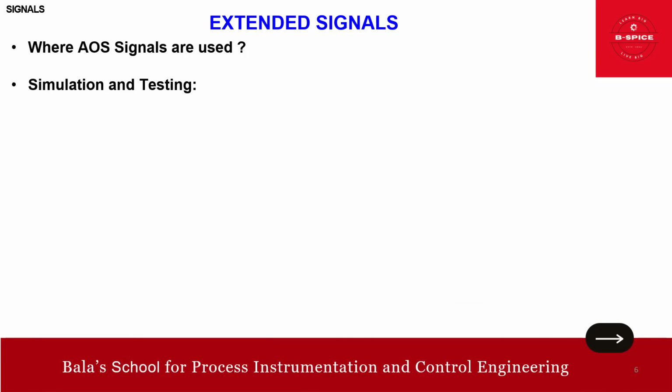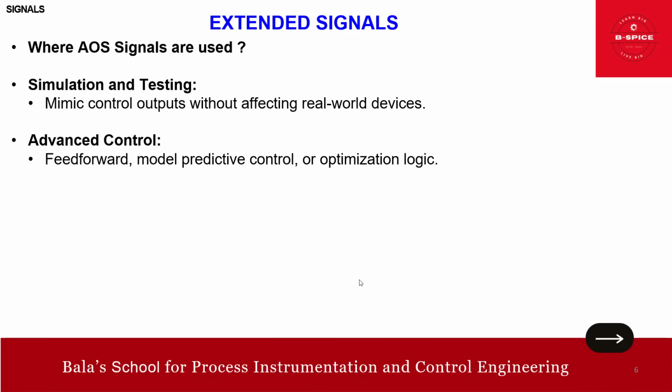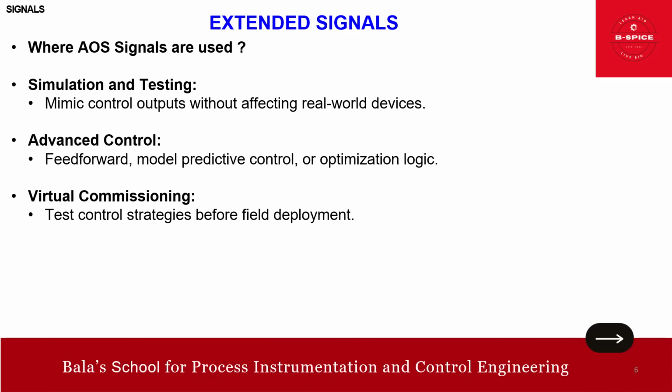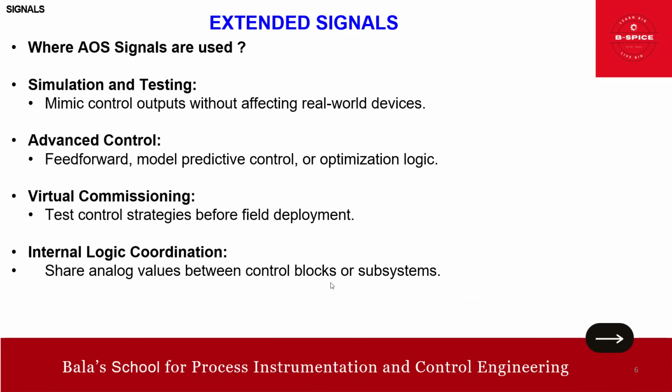So where are these AOS used? Yes, of course, simulation and testing, wherein they mimic control output without affecting the real world devices, and advanced control: feed forward, model predictive and optimization logic, and virtual commissioning. Test control strategies before deployment. It's virtual commissioning. Then internal logic coordination. Share the analog values between control blocks or the subsystem. So these are the usage of AOS signal.